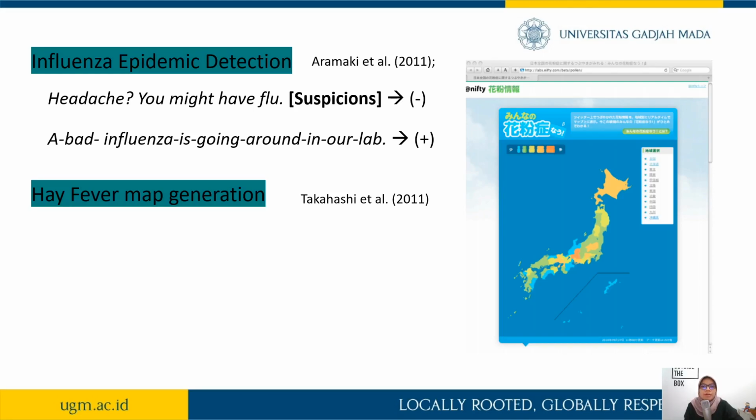Also, another study by Takahashi et al. in 2011 tried to generate a hay fever map, which is shown in the right part of the presentation, and it is actually pretty useful for people that have pollen allergies. Okay, so that's the example of some research work.